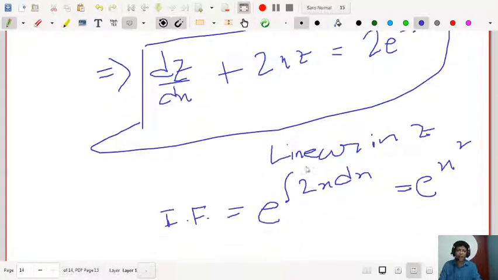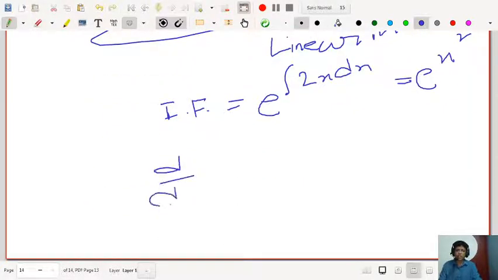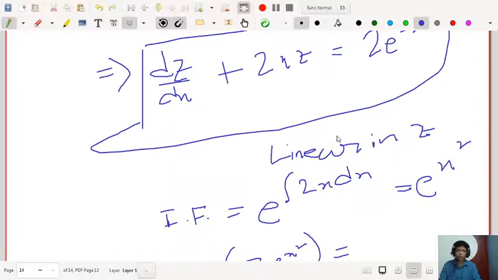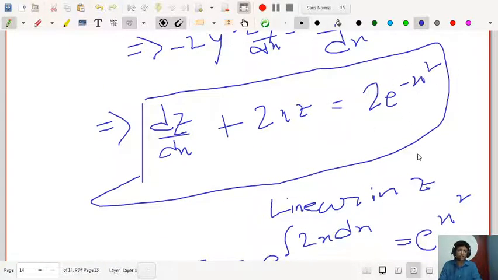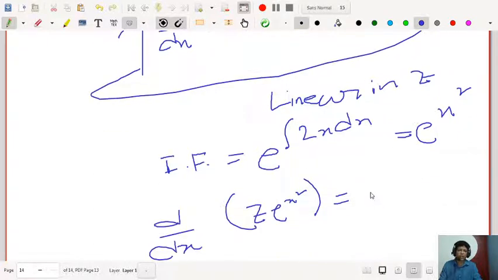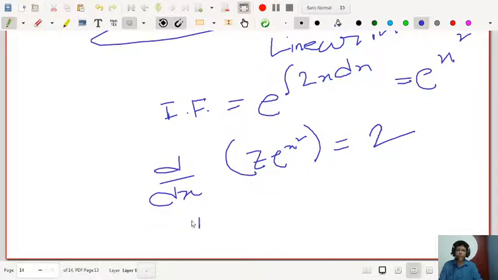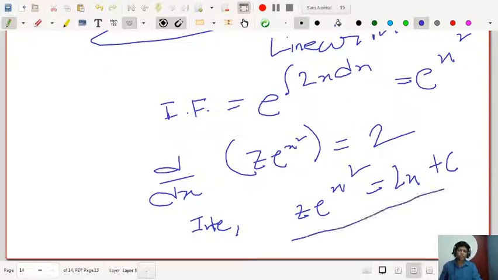After that you multiply this equation, so that equation can be written as d/dx of z into e to the power x square equal to, you are multiplying both sides, so you have e to the power minus x square there, and if you multiply with e to the power x square, it will be 2 only. So if you integrate, you will get the solution z e to the power x square equal to 2x plus c. Please change the value of z at the last stage, because your z is 1 by y square, so you will get the final solution in x and y, that is the general solution.